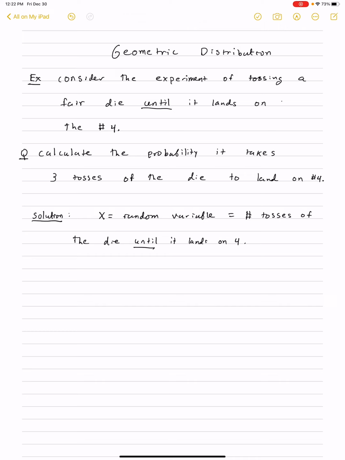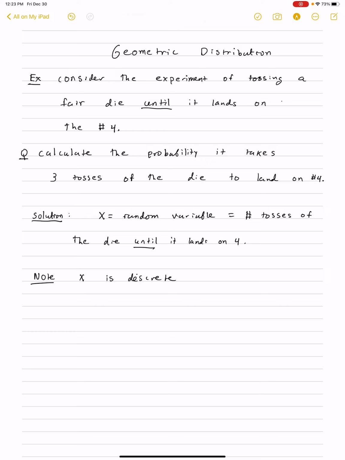Okay, so let's begin with our solution. One thing I'd like to note is that our random variable here is the number of tosses of the die until it lands on 4. I'd like to point out this random variable is discrete. So let's just note that: X is discrete.